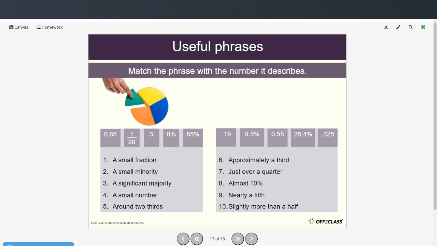All right, so now match the phrase with the number that it describes. So a small fraction, a small minority, a significant majority, a small number, around 2/3, approximately a third, just over a quarter, almost 10%, nearly a fifth, and slightly more than half. So again, you can pause the video, try those on your own, and then restart when you're ready to see the answers.